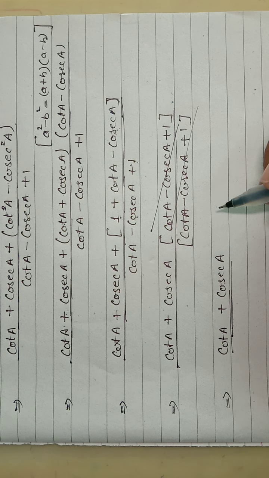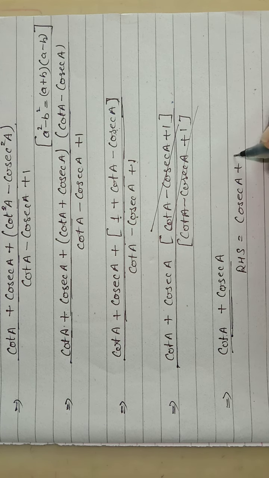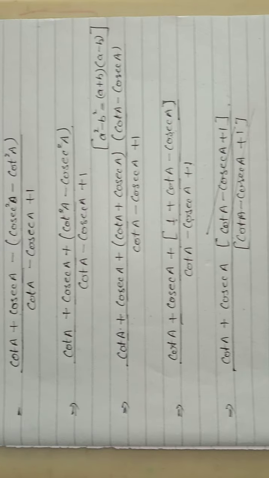Your property says that if you add 5 plus 2 it is 7, or 2 plus 5 it will also be 7. So the right hand side is equal to cosec A plus cot A. You got it? Very good. Now I am going to show you once again.